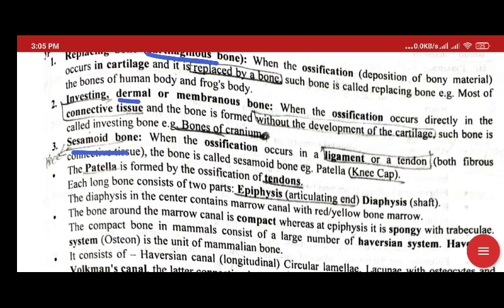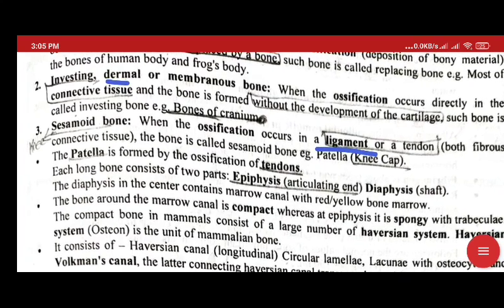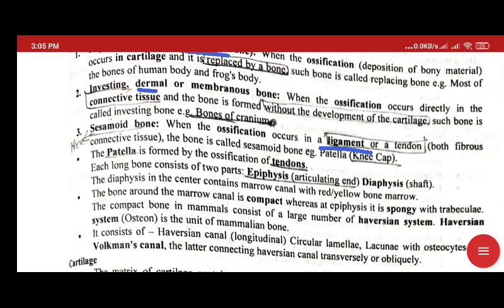We also got what? Sesamoid bone. Now in sesamoid bone, here is ossification in what? Ligament. Now ligament is what? Ligament is bone to bone joining, and tendon is what? Muscle to bone joining.